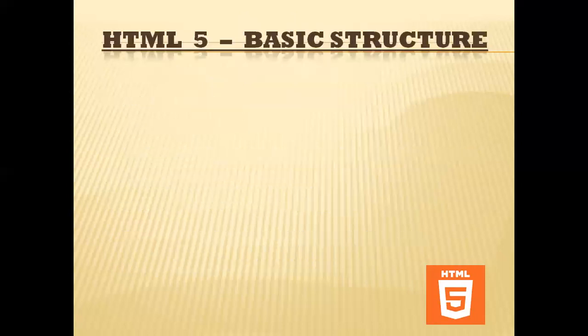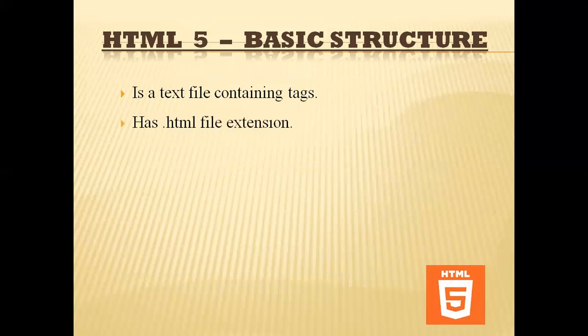Next, we will see the basic structure of HTML5. It is a text file containing tags. Tags means they are the keywords which define how your web browser must format and display the content. All the code written in the text editor should be saved with the .html file extension, which will be ready for execution. Created using simple text editor. You will be using the text editor Notepad++ in this case.